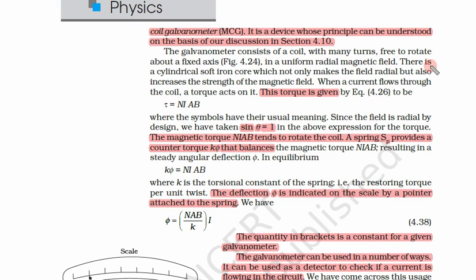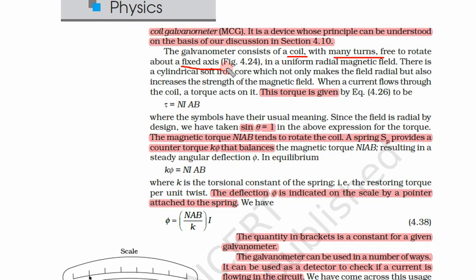Now, when we have understood the construction of this moving coil galvanometer, let us understand how it works. It is a device whose principle can be understood on the basis of our discussion in section 4.10, that means movement of a coil inside a magnetic field. So, the galvanometer consists of a coil with many turns, free to rotate about a fixed axis.